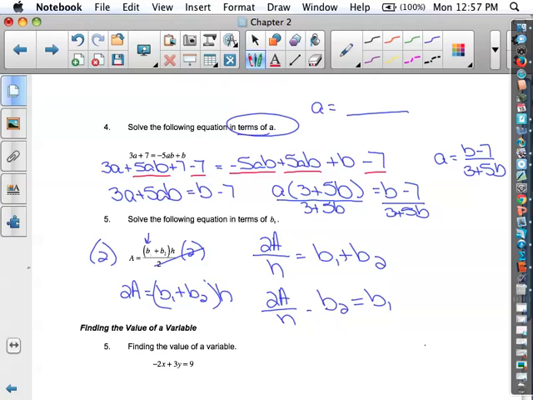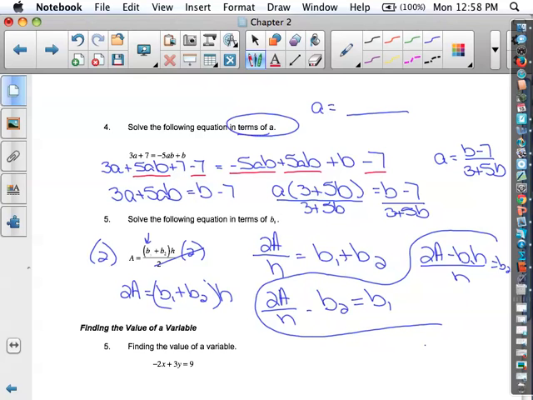Now if you want to put B2 over H and just have that single fraction, you could make that (2A minus B1H) all over H equals B2. Sorry, this was B2 and that's B1. These two are equivalent equations.